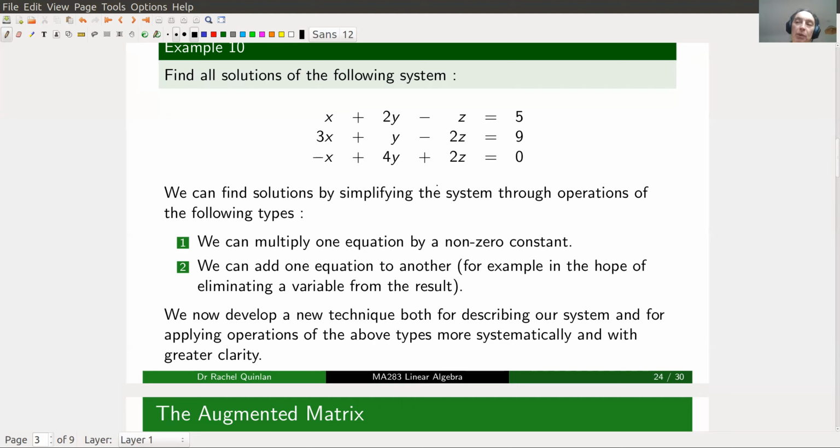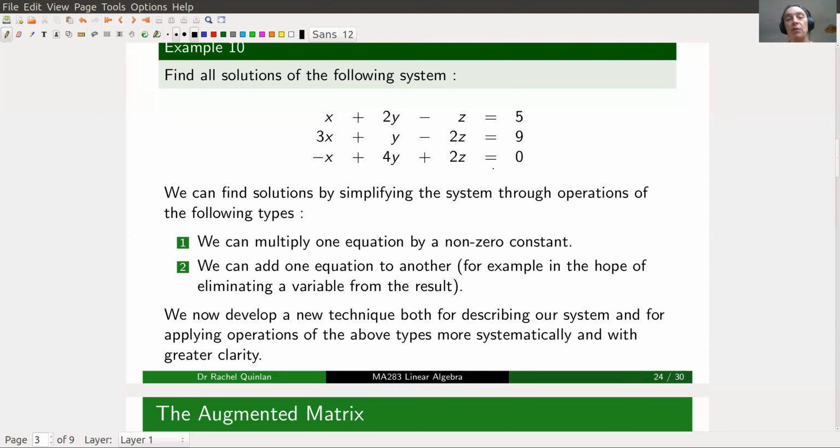Okay, so if we were to take an ad hoc approach, what could we do? Well, we can multiply an equation by a non-zero constant, and that certainly doesn't change the solutions of the equation. It does change the coefficients, but in a way that doesn't change the solutions.